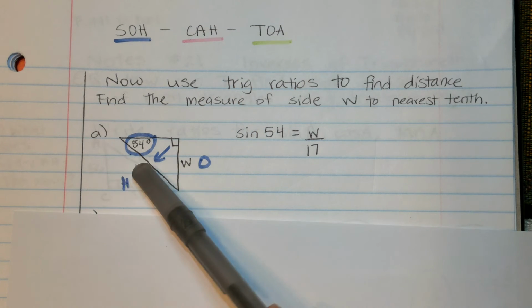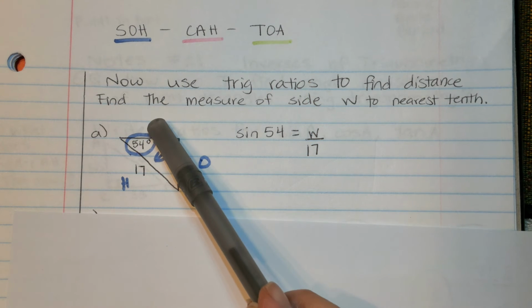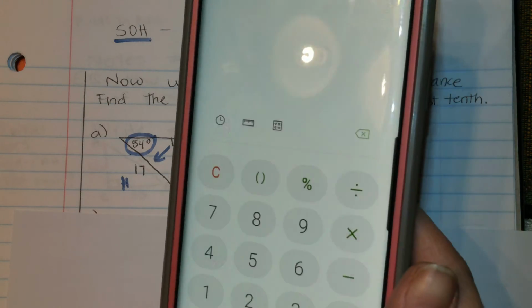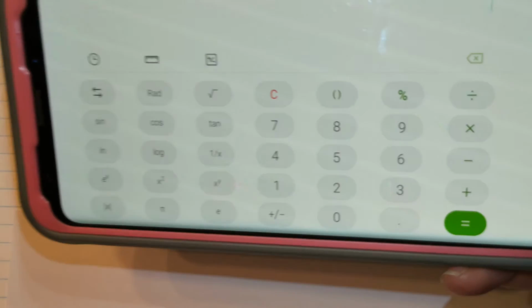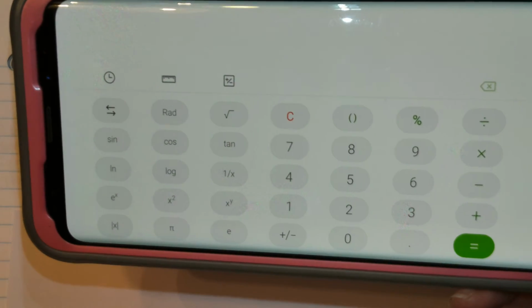Or if the hypotenuse wasn't given, if it was just opposite and adjacent, O and then A, then it would be tangent. All right. Again, this just takes practice. So I'm going to go ahead and show you guys in the calculator how to do this. So in my phone calculator, it's like that. So I have to do sideways, and then I get the other options. You should be able to get this on your Chromebook, and you could even search calculator.